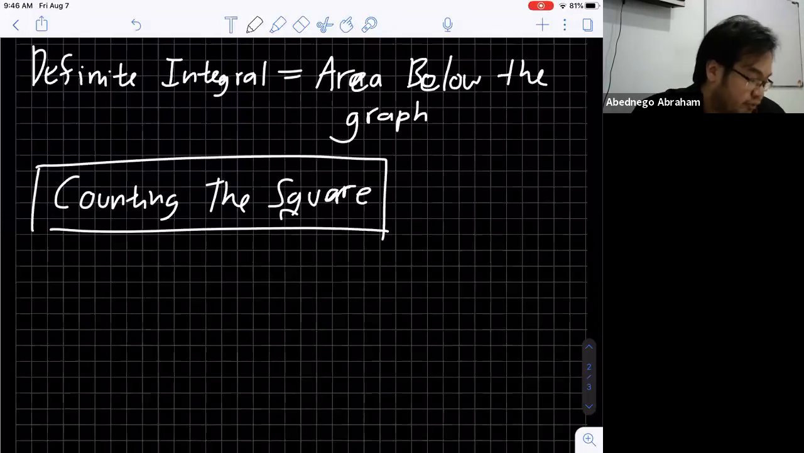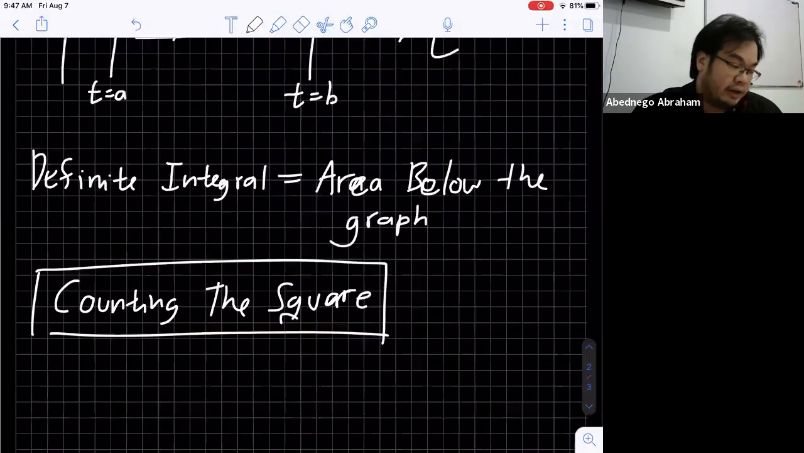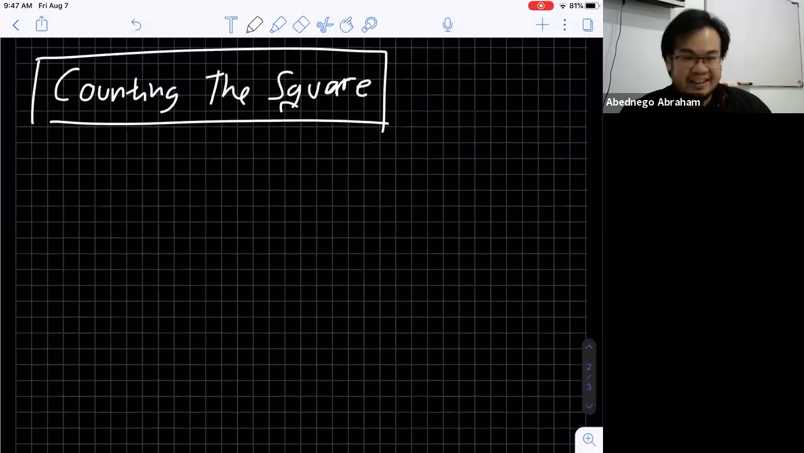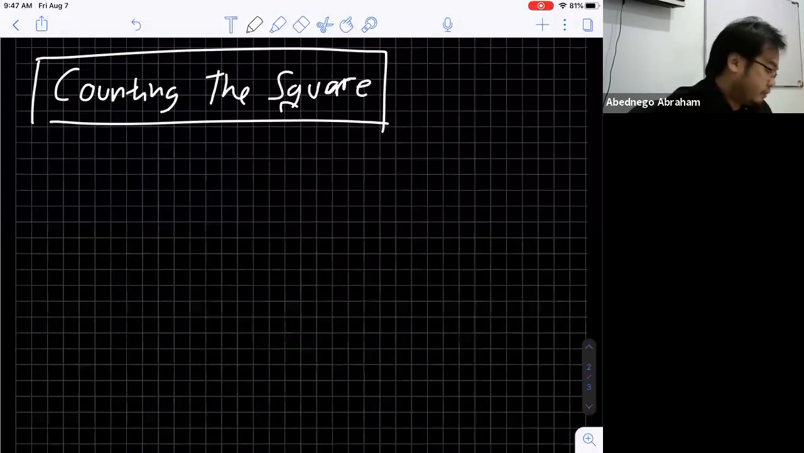If you see on page 15, the objective of this lesson is: given the equation of a graph for a function, estimate on a graph the definite integral, which is the area below the graph, of a function between x equals a to x equals b by counting squares. So basically, you just need to do it manually. I'll give you example 2 on your book, page 16.